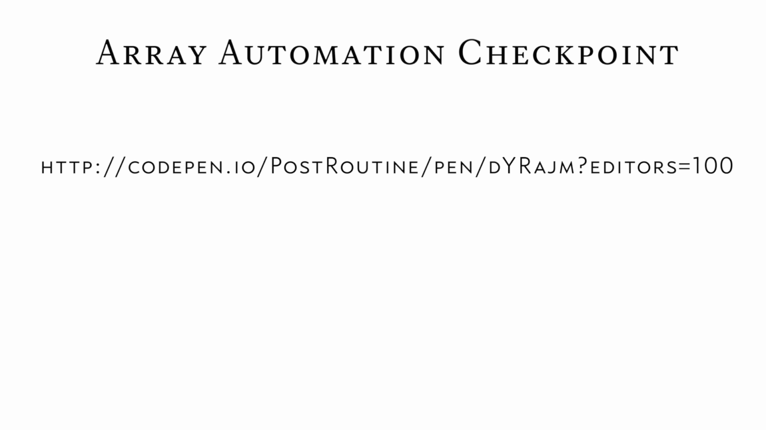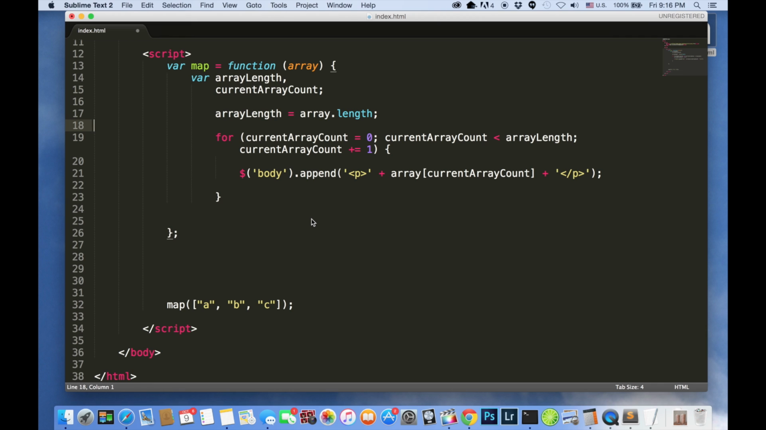Forking the CodePen, you can now experiment with changing the inputs to the map function. Try an array of numbers, or see what happens when you change the strings. If you're really ambitious, can you make the for loop count the array backwards? We now can go over the array and add each element to the body of our document.